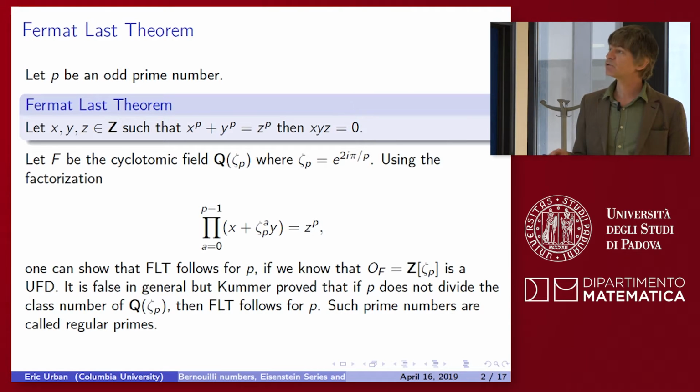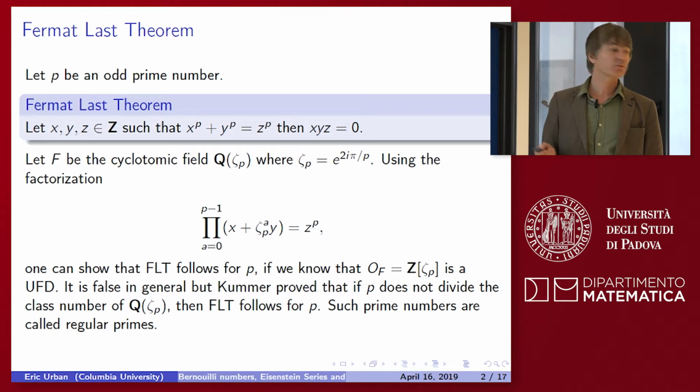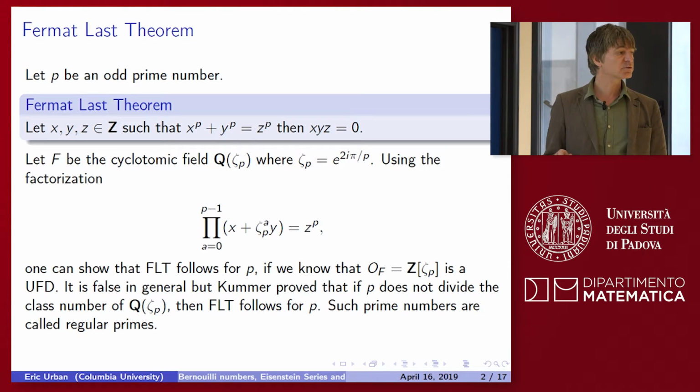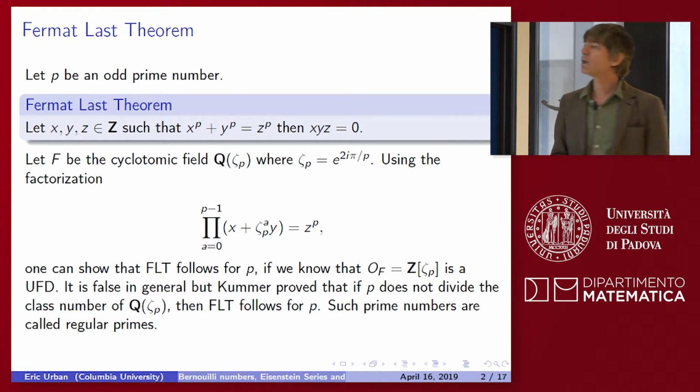So here p is going to be an odd prime number, and you probably all know the Fermat theorem that tells you that if you have a solution in integers of the equation x^p + y^p = z^p, then the solution has to be trivial. One of the integers has to be 0.